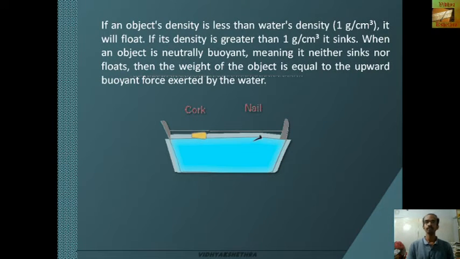That is, if an object's density is less than water's density, it will float. If its density is greater than the water density, it sinks. When an object is neutrally buoyant, meaning it neither sinks nor floats, then the weight of the object is equal to the upward buoyant force exerted by the water.